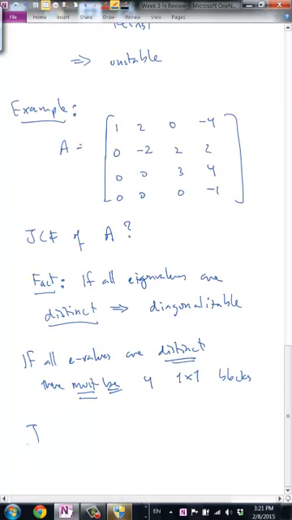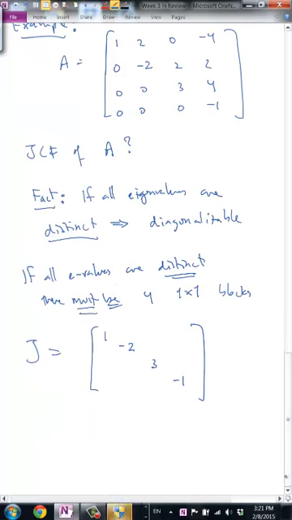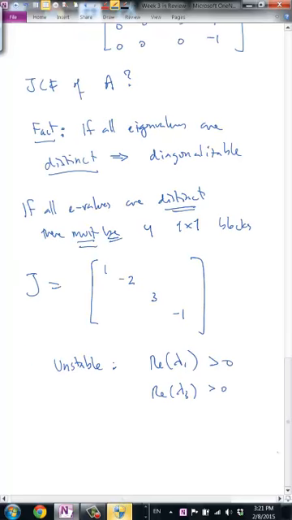And so this means that for the Jordan canonical form, since this is upper triangular, it's easy to just read off what the eigenvalues are. These are all distinct, so therefore the Jordan canonical form must be this. So again, is this stable? No. This is also unstable, because the real part of lambda 1 and the real part of lambda 3 are positive, so they're in the right half plane.